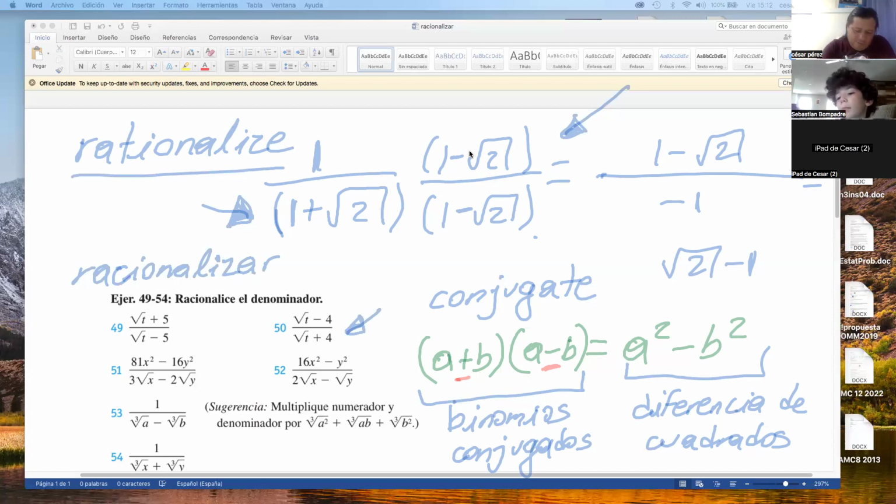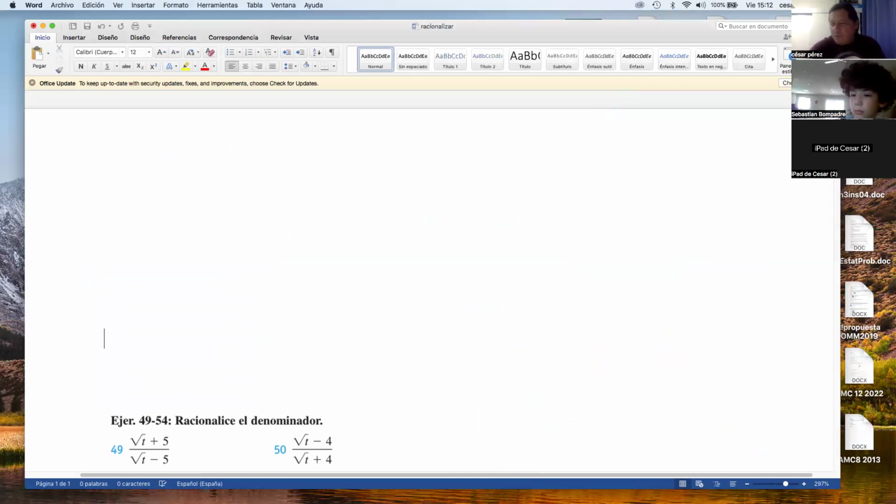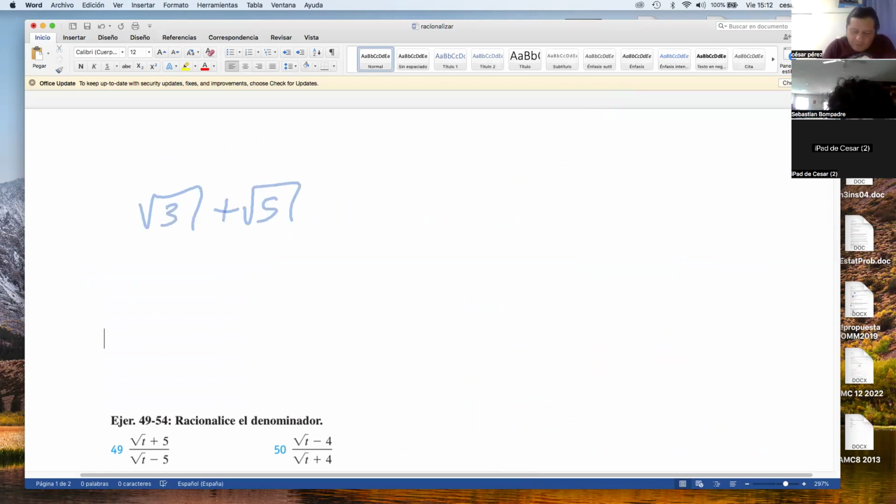Well, we are going to practice a little more. For example, if we have the square root of 3 plus the square root of 5 over 3 minus the square root of 5. Let's make this.